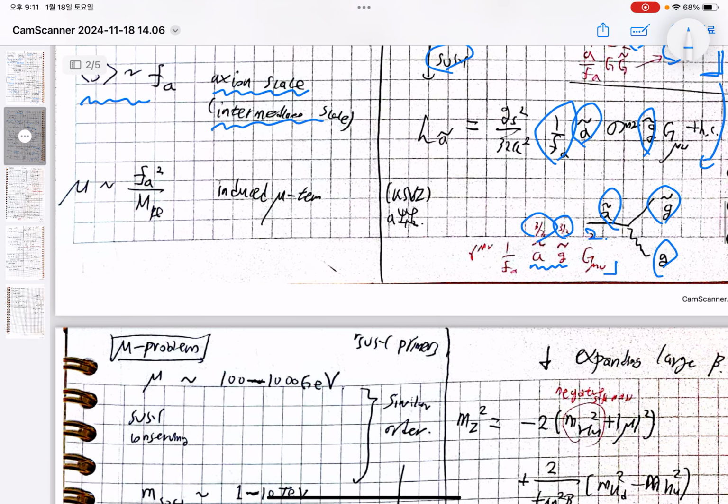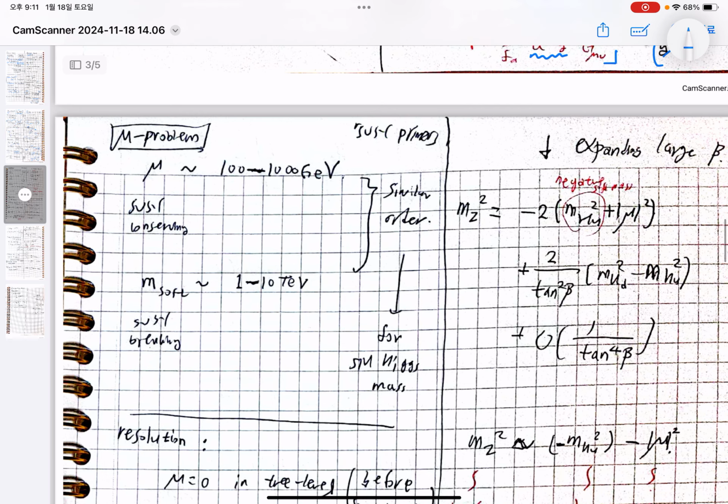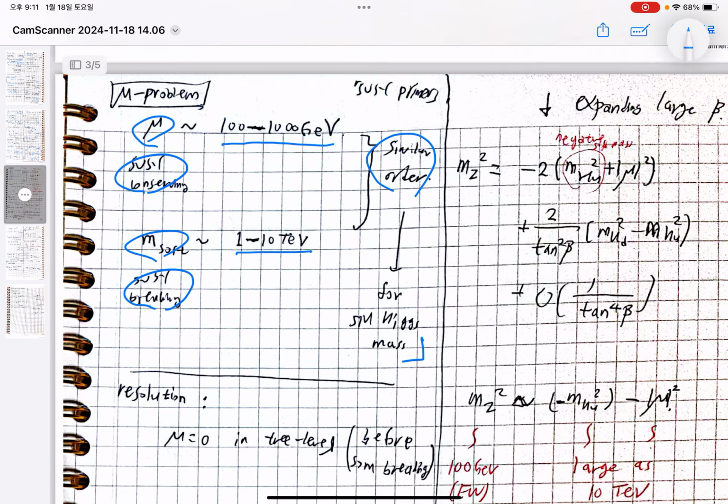So there will be one over f_a as a coupling constant. Now let's consider the mu problem in supersymmetry. The mu is a supersymmetry conserving parameter, and the soft mass is a supersymmetry breaking parameter. The scale of the soft mass is given by 1 to 10 TeV, but mu is 100 to 1000 GeV to give the electroweak symmetry breaking, and these should have a similar order, to give the standard model Higgs mass.